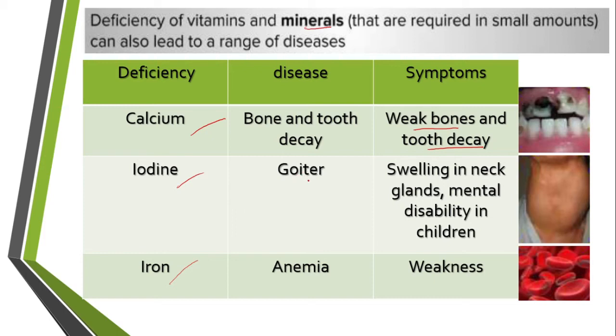And the disease of iodine deficiency is goiter. And the symptoms are swelling in neck glands and mental disability in children. And disability means like some people will not have legs or hands. This is known as disability. And swelling in neck glands also. Your neck will be very big. So the disease of iodine is goiter. And the symptoms are swelling in glands and mental disability in children.